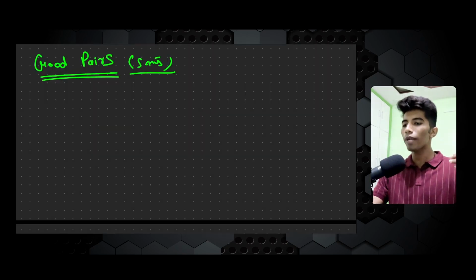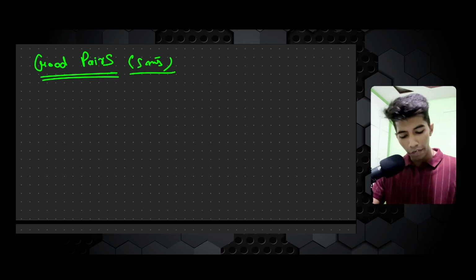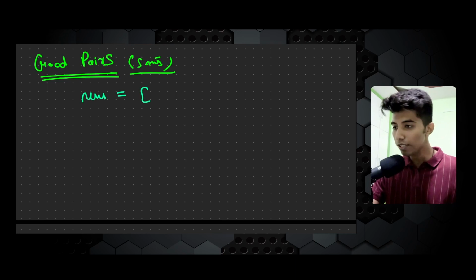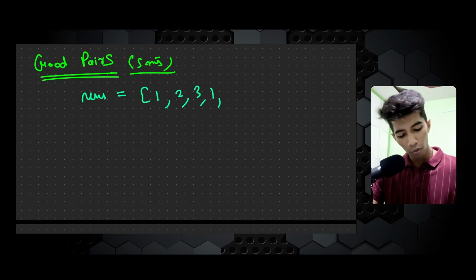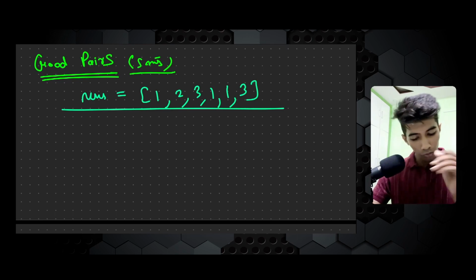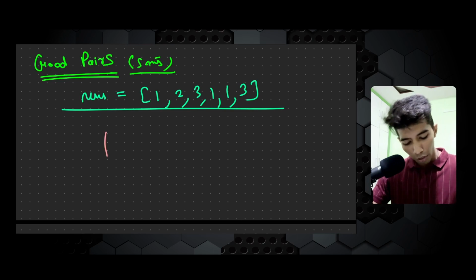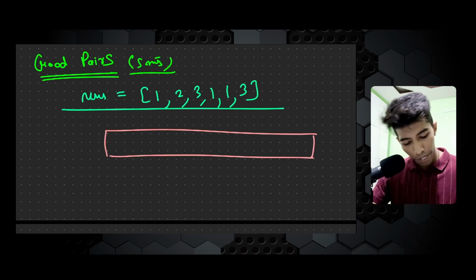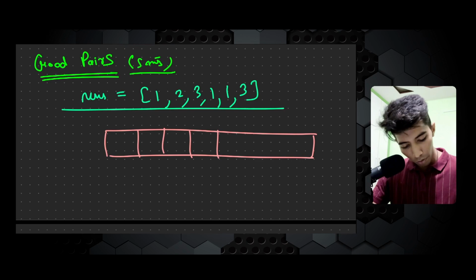So how does this problem actually look? Here you are given a nums array which contains 1, 2, 3, 1, 1 and 3 as elements. Now you have to find the good pairs. How do good pairs look? To understand this, I will break it into a diagram. So this is 1 2 3 1 1 3.